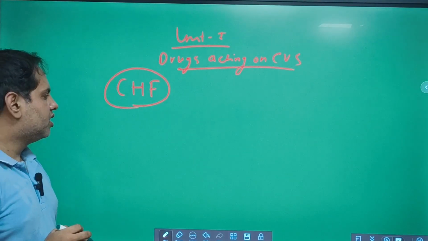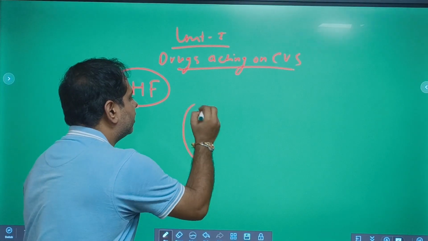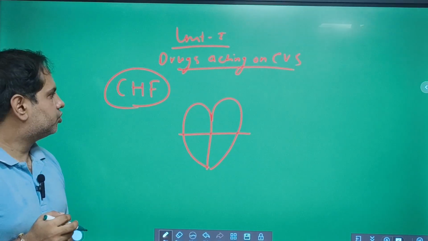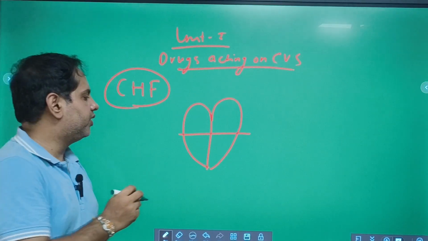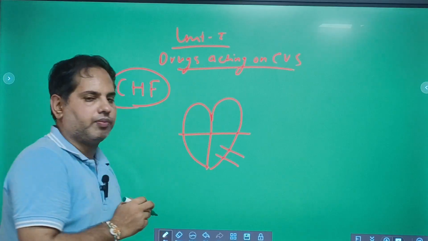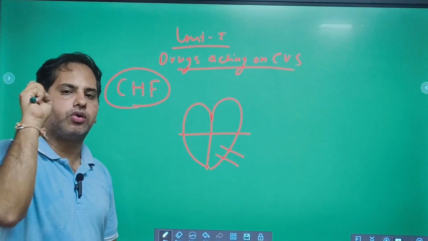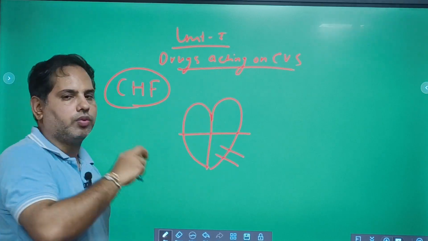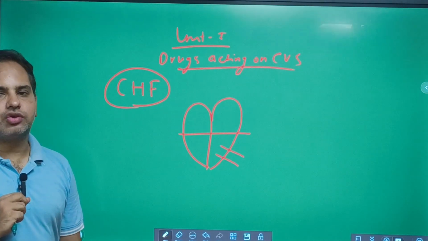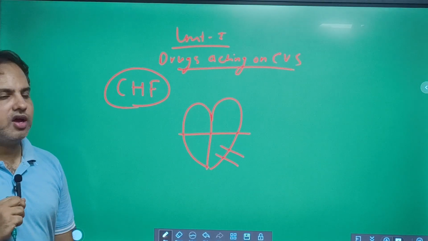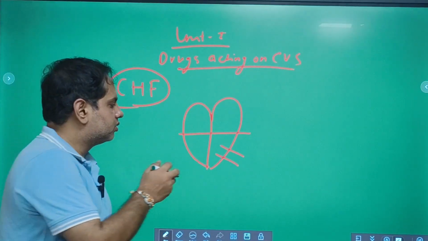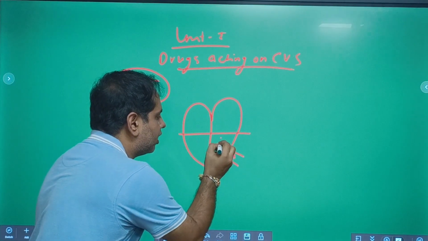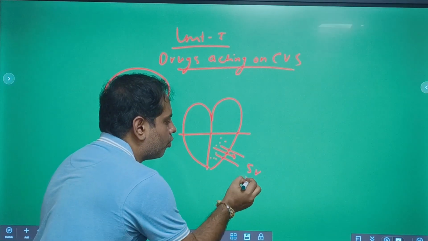First, try to understand what happens in CHF, congestive heart failure, what happens to the heart. Congestive heart failure is a condition in which your ventricle is unable to push a proper amount of blood to the aorta, to arteries, then capillaries, and the whole process will be disturbed. That is your CHF. Normally, the ventricles contract and push the blood to the aorta, that we call stroke volume.